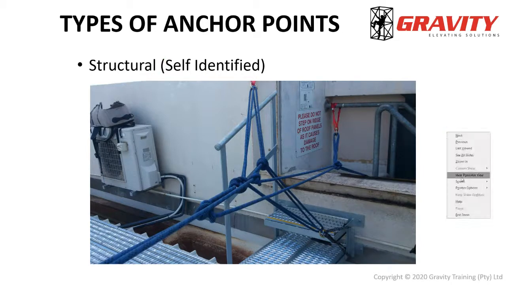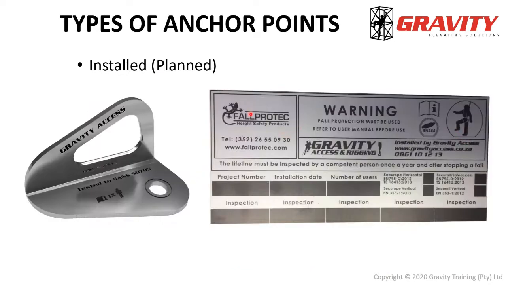Okay, so the alternative is an installed anchor point, or what we typically refer to as a planned anchor point. Now that's something like this. This is the gravity access hanger. We'll talk about these in more detail in a second, but this is a typical rope access anchor. You can see that it's certified to SANS 50795, or in this case EN 795, and this has to be installed by a competent person, and then it has to be certified and inspected and signed off, having a certificate plaque like that.